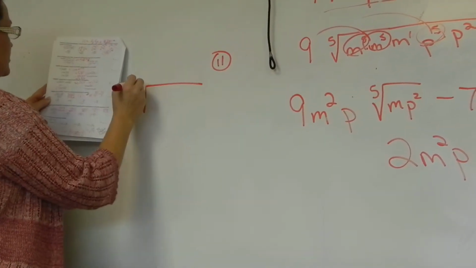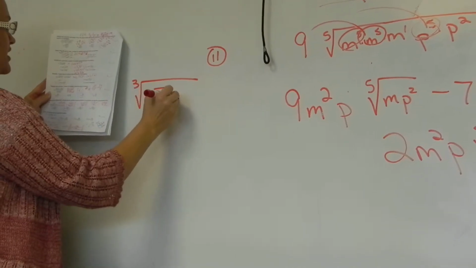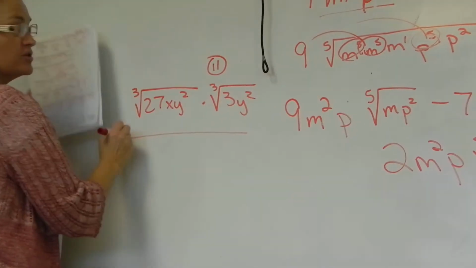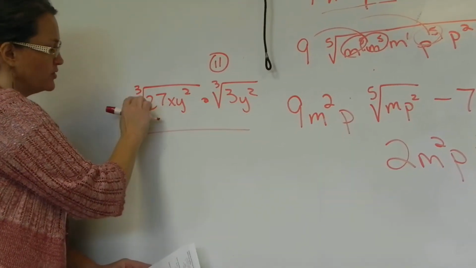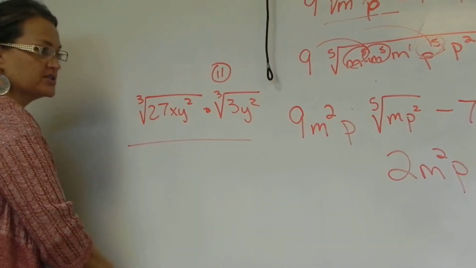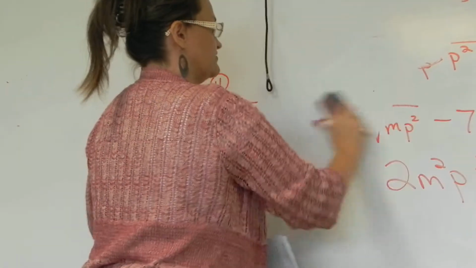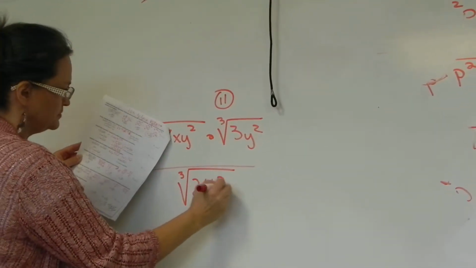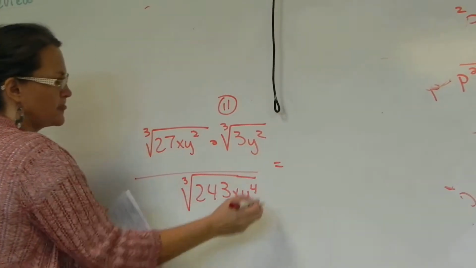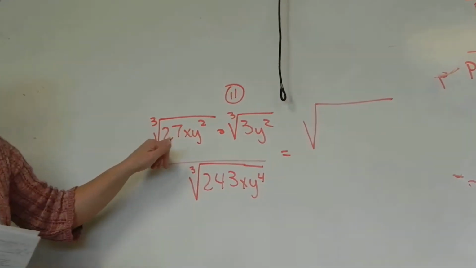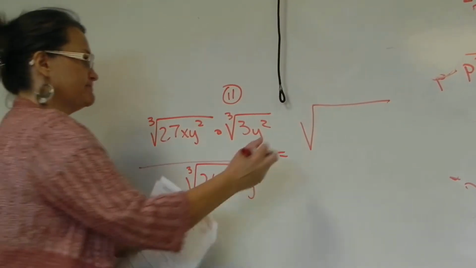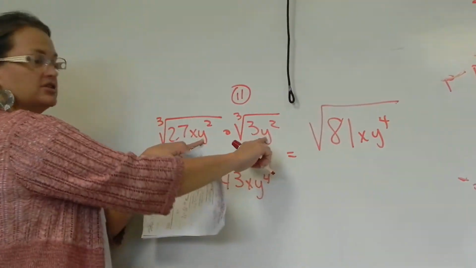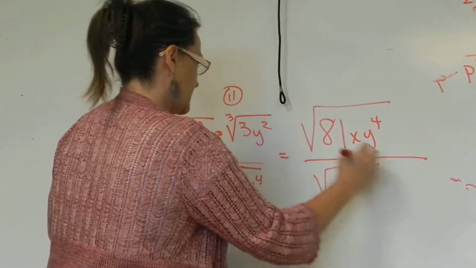What I would recommend on number 11 is multiplying the numerator together first, which you're allowed to do because you're multiplying and they're both cube roots. So we're allowed to multiply those parts together, and then divide it by the denominator. When we multiply the numerator, we've got a 27 times 3, which is 81, and an x times y to the 4th. y2 times y2 is y4, and these are both cube roots.